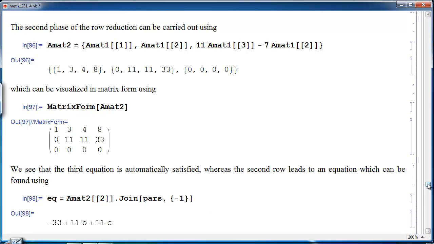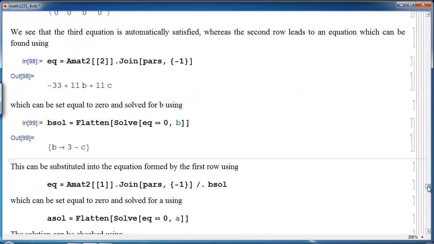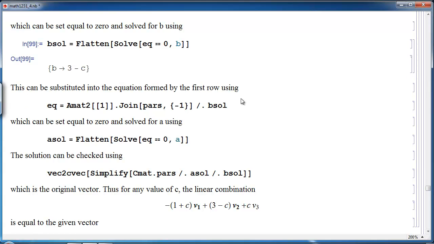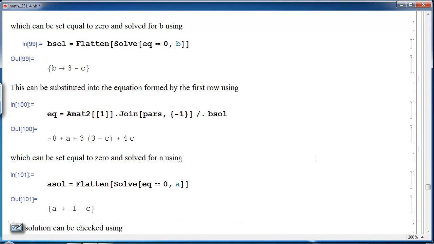And that gives us this equation, which is an equation connecting B and C. So we can regard C as a parameter and solve that for B, to give B as 3 minus C. And then we get a second equation by taking the scalar product of the first row of the row reduced matrix with the vector of parameters, and put in the solution for B, and this gives the left-hand side of an equation for A, which we can set equal to 0 and solve for A using this.